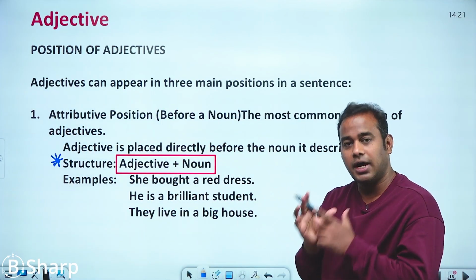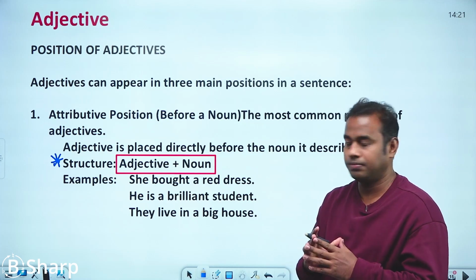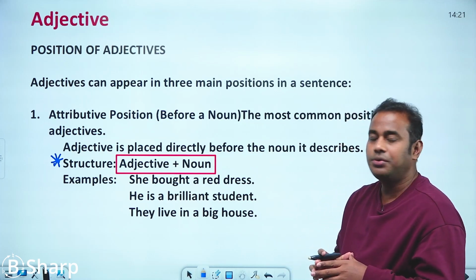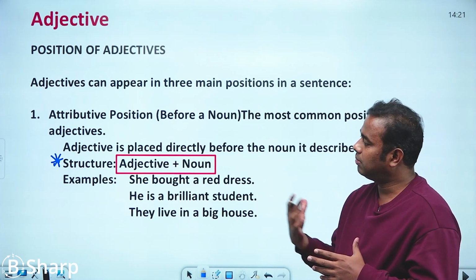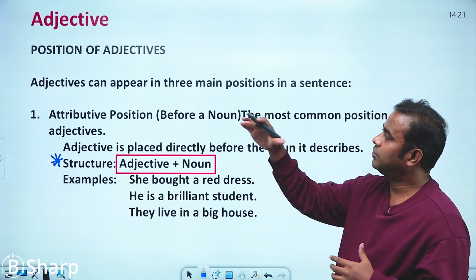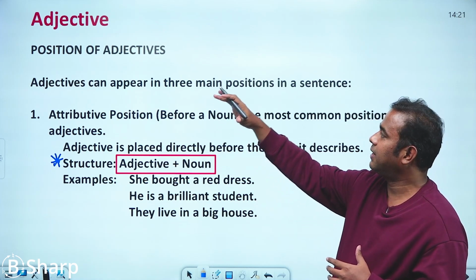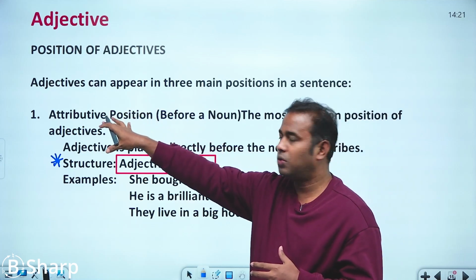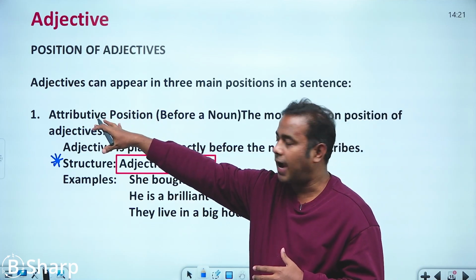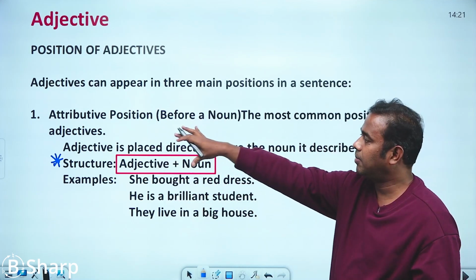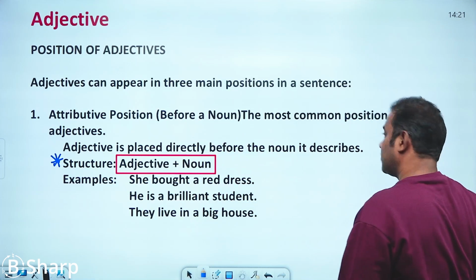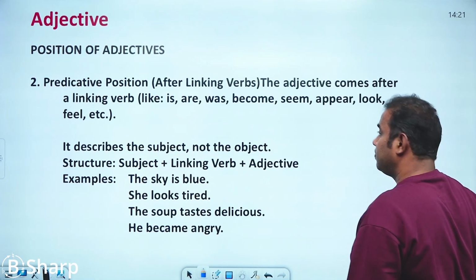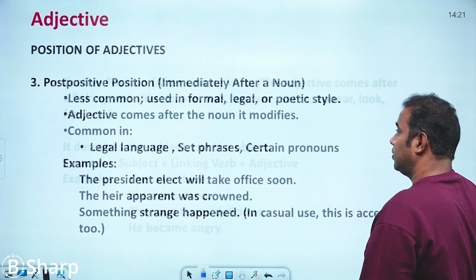Always write the adjective before the noun. Now, when you look at this, adjectives can appear in three main positions in a sentence. The first is the attributive position, then the predicative position, then the postpositive position.